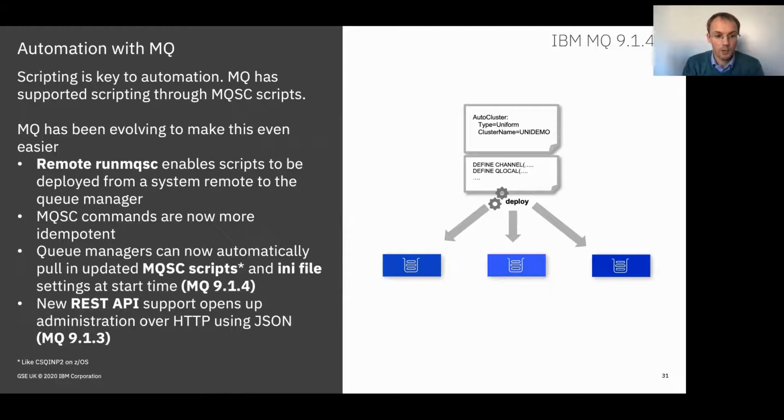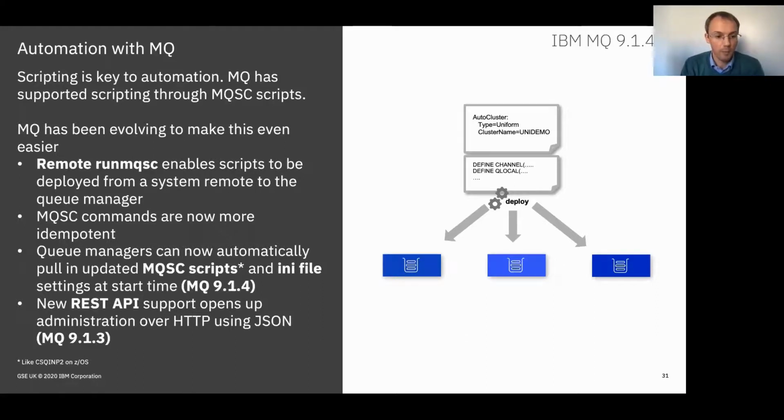We've also enhanced the queue managers on distributed platforms so that they can read some MQSC scripts when they start, similar to how you can exploit the CSQINP2 DD statement on z/OS queue managers to define objects when the queue manager starts. This means it's much easier for you to push out some definitions to queue managers, especially if you're spinning up new containers and have those definitions automatically deployed for you. You can have similar features for the queue manager ini files, which define settings that it uses for how it works.